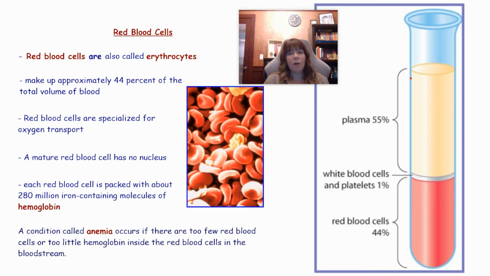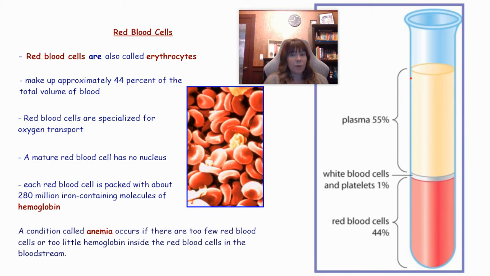Red blood cells have hemoglobin, which is made out of iron. That's why your blood tastes kind of metallic if you have ever tasted it. Hemoglobin is a key portion of what attaches oxygen to your red blood cells.